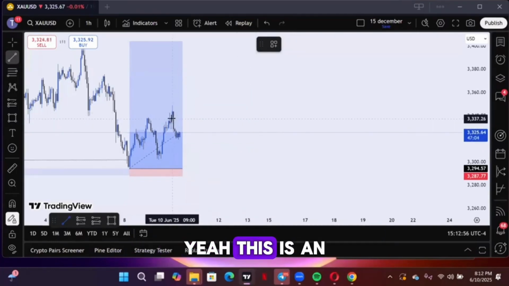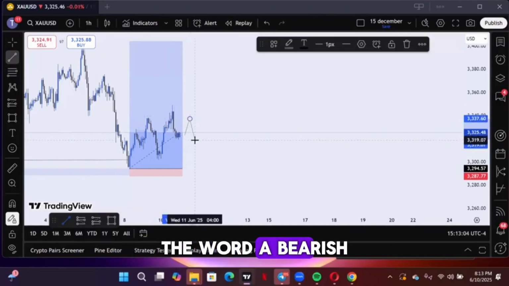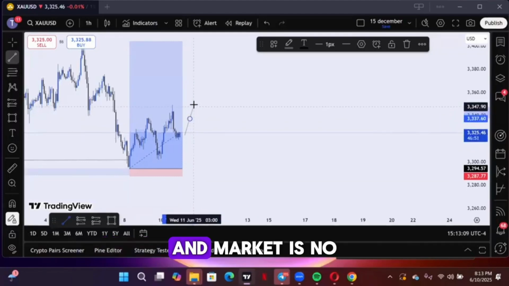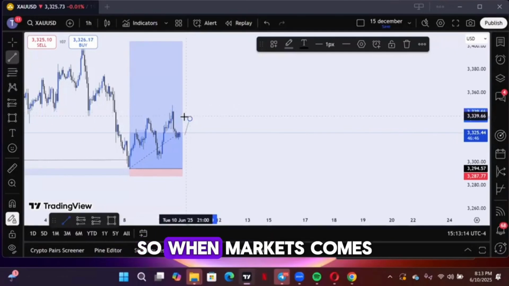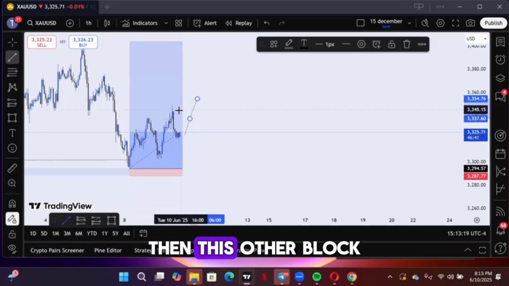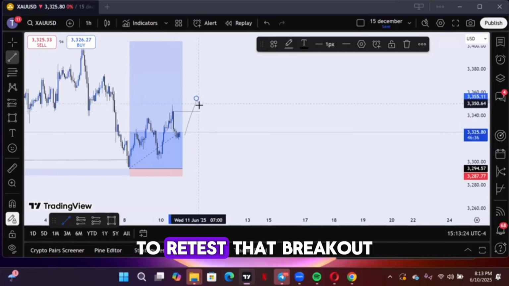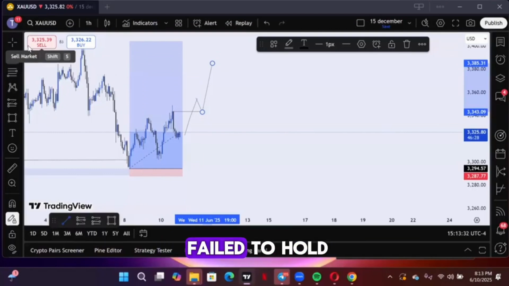So let's say, for example, this is an order block here, a bearish order block. Normally the scenario is for market to come here and sell from the bearish order block. Now, sometimes when market bias is changing and market is no longer bearish, it simply means that this order block is probably not going to hold. So when market comes to this order block, and instead of selling from here, it breaks past this order block, then this order block automatically becomes what you call a breaker block. And then what you expect market to do is to retest that breaker block and use it for a buy instead. That is what a breaker block is, an order block that failed to hold.